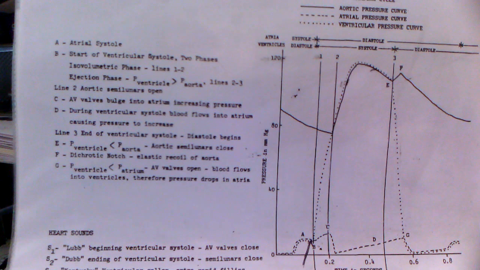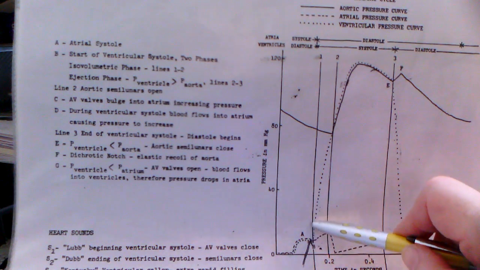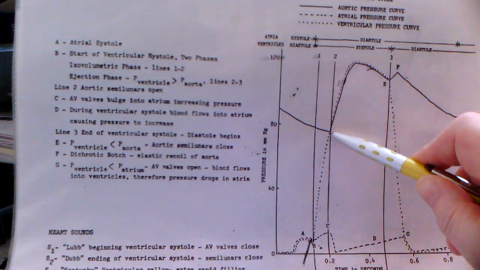This is the beginning of ventricular systole and the first phase of ventricular systole, which is the isovolumetric phase. That is where the pressure is building in the ventricle to the point that it can surpass the pressure in the aorta to open the valves. This pressure jumps very quickly. As you can see, the dotted line is a quick rise.